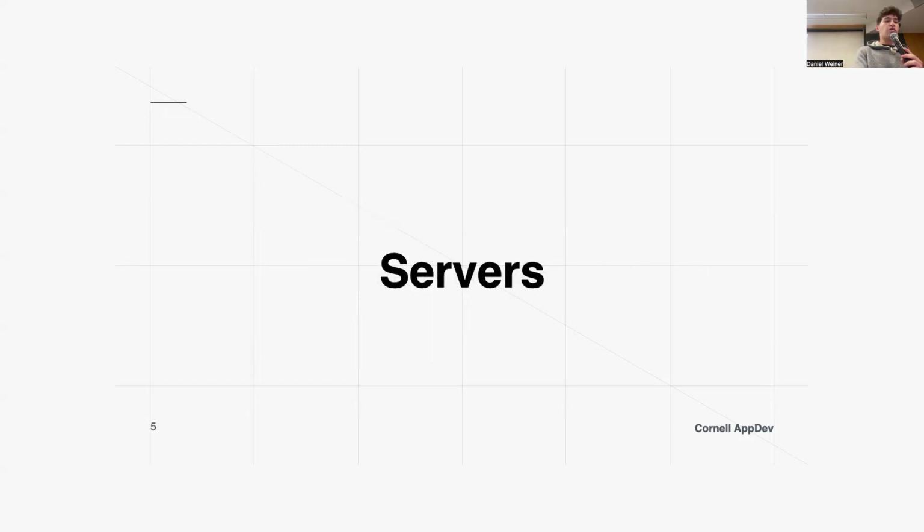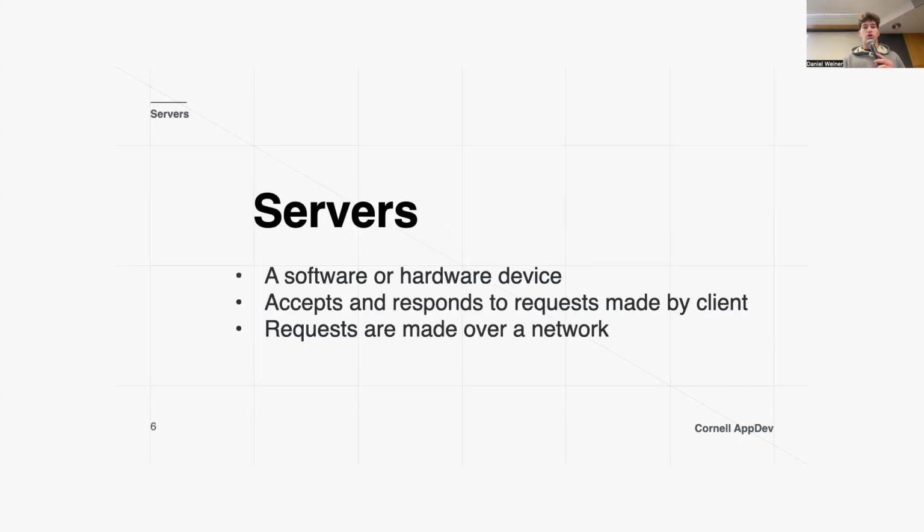I know we've gone over it before, but we're going to go a little bit more of a deep dive into them. So they're basically a software or hardware device, and they accept and respond to requests made by the client. You can think of this analogy that we'll be going through the whole lecture as a restaurant kitchen. The clients, which are the waiters, bring in the orders, and the kitchen, which would be the server, then prepares and sends back the food. And the key difference here is that all of these requests are made over a network.